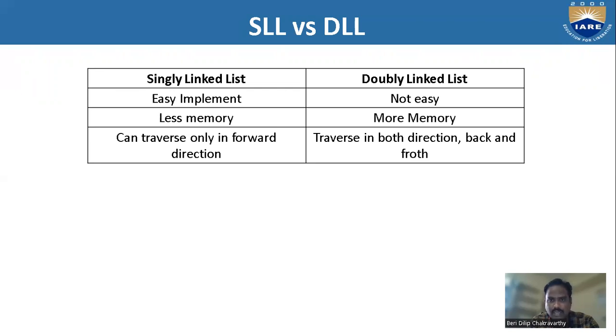Whereas in double linked list, it is very difficult. We need to store all the data. So it is very difficult to implement a double linked list when compared with a single linked list.